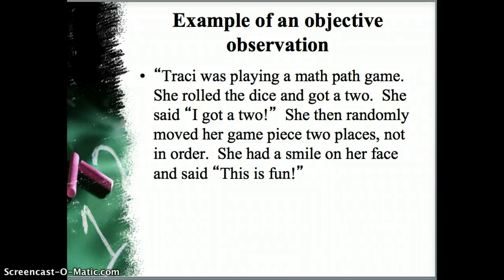Now this observation gives us a lot of specific information. Instead of saying Tracy did really well in the path game, it specifically says she was able to identify the number 2 on the dice and she did move 2 spaces correctly. Instead of saying she just had a good time, very specifically it said she had a smile on her face and said, "This is fun." Those are observable behaviors that we can document accurately.